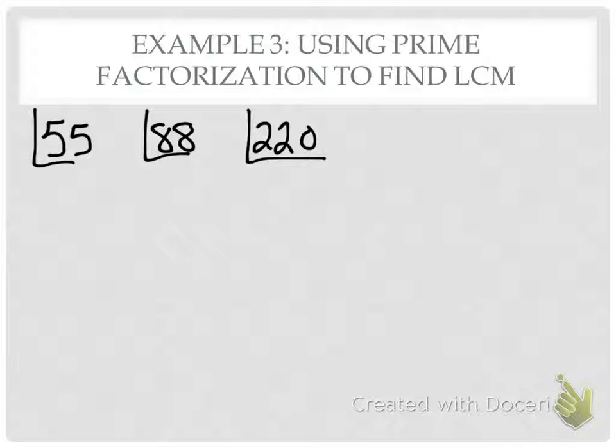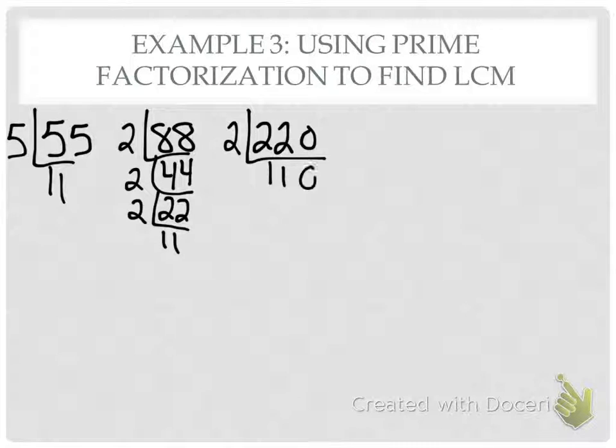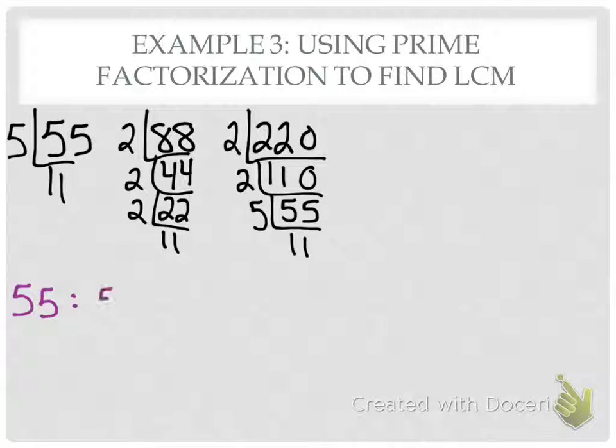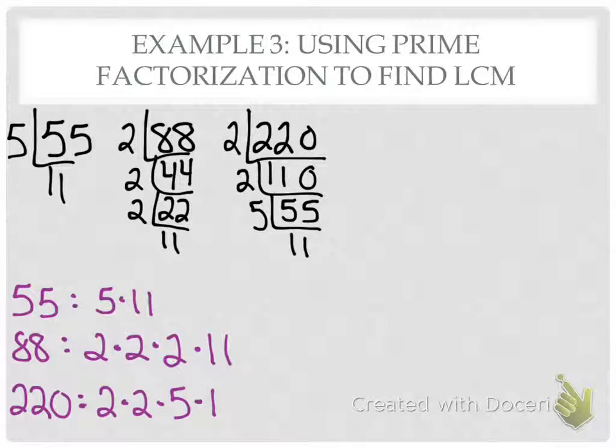factors. All right, so for 55, that one's short. 88 was a few more factors. 220, I've got a couple. So you should have listed them out. Double check your prime factors to make sure you didn't miss anything. Okay, so do you have them? 5 and 11 for 55, 3 2s and 11 for 88, and 2 2s, a 5 and 11 for 220.